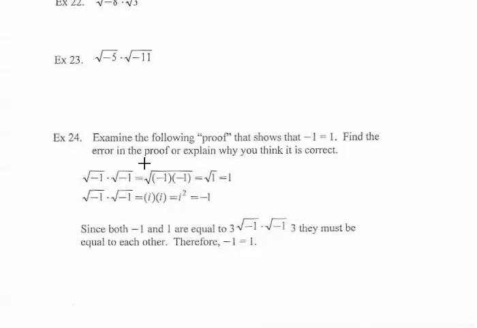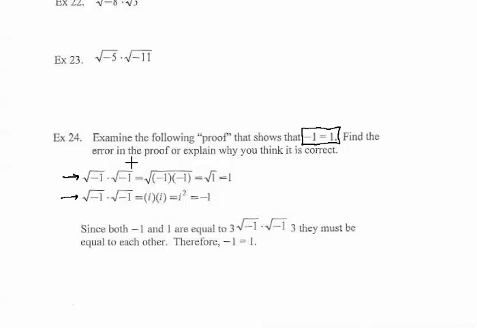So example 24, our last example of the chapter, we're shown a proof that contains an error. And it must be an error because what's happened here is they've sort of proved that negative 1 equals 1, which is not true. These aren't the same number. So let's look at how they arrived at this result and try to figure out where the error is. We have two lines here, and so we're going to examine both of them.